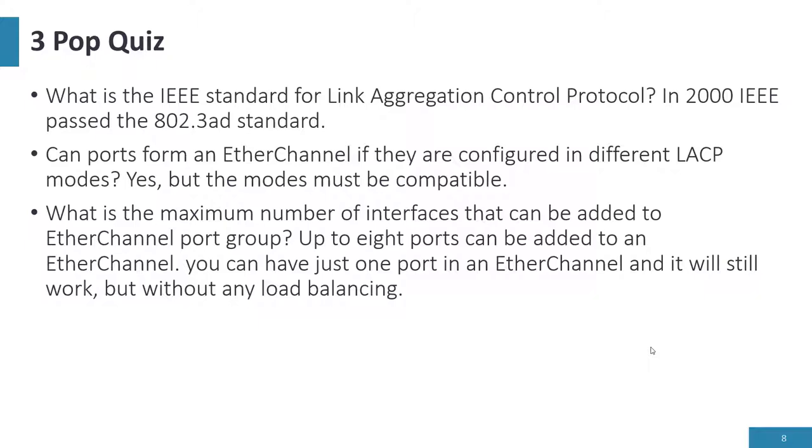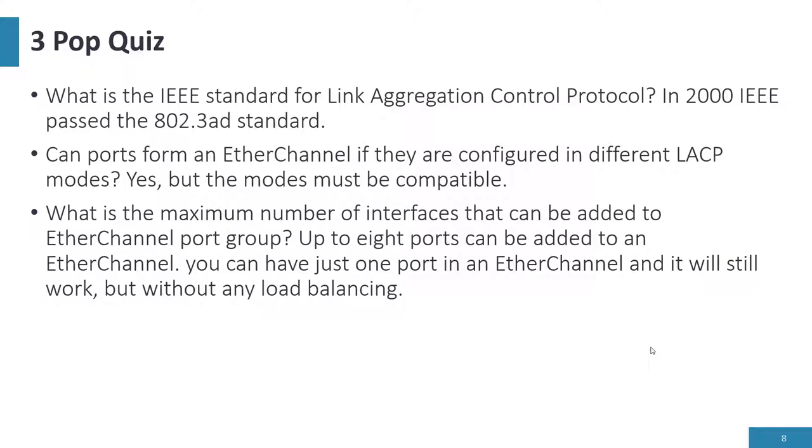Question number 3, what is the maximum number of interfaces that can be added to an EtherChannel port group? Up to 8 ports can be added to an EtherChannel. You can have just 1 port in the EtherChannel if that's all you have available, or if your network topology says you're only going to put 1 port in this EtherChannel, and it will still work. There won't be any load balancing there. Of course, you won't have link recovery because you only have 1 link. So if the link goes down, your port channel will go down also.